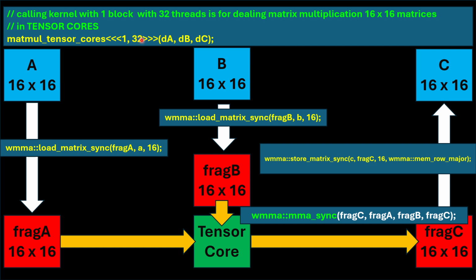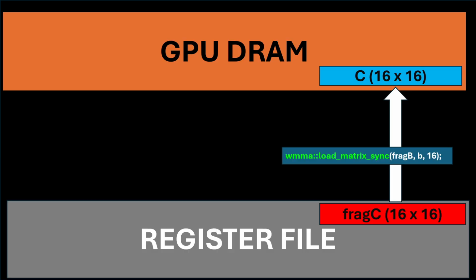Yeah, it's a little bit complicated, but I hope it's now more clear. And then after we've done all these operations, from the register file, we are moving that data for other purposes into the GPU DRAM, which is also done with this instruction, load matrix sync from fragment B.